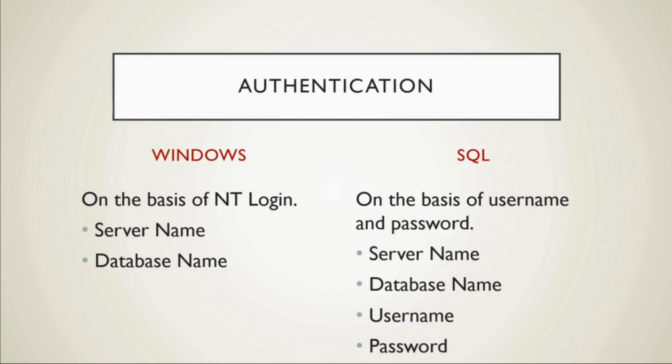The main difference between Windows authentication and SQL Server authentication is, in Windows authentication, you are going to connect to the database in a machine where you have access by using the server name and database name. In SQL Server authentication, you are going to connect to the database from any machine by using the server name, database name, username and password.